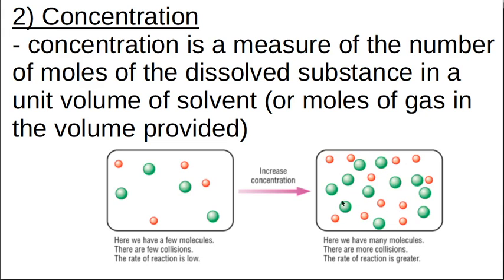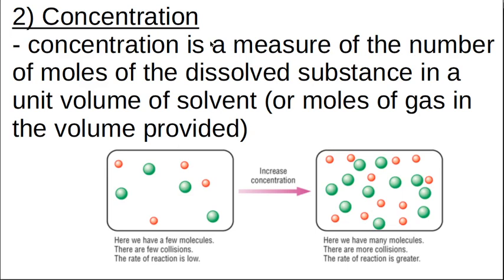They are going to have a lot of collisions. A lot more collisions will then be effective. So increasing the concentration like this means you have more effective collisions, and if you have more effective collisions, the rate of reaction is greater. So we look at concentration as the number of moles of the dissolved substance in a unit volume of the solvent.